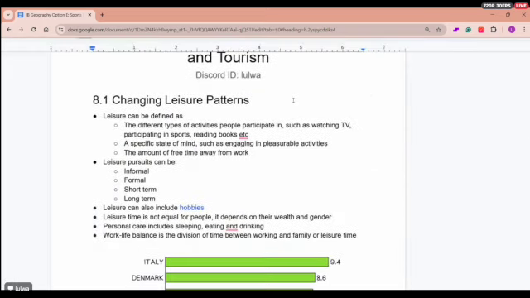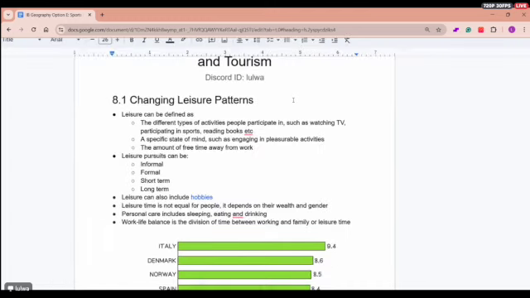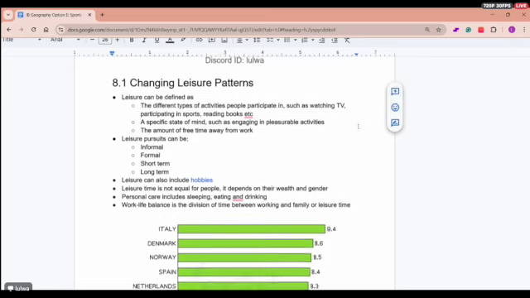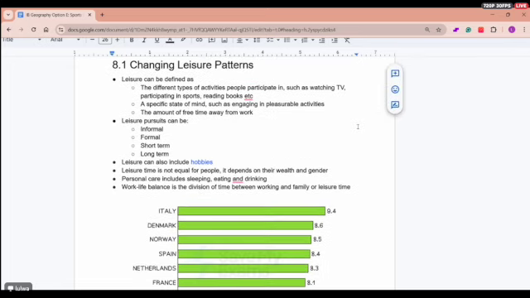So, what is leisure? Of course, leisure is the different types of activities people participate in. So, watching TV is a leisure activity. Participating in sport is. Reading books is. And it puts you in a specific state of mind. So it helps you engage in pleasurable activities. And it's also the amount of free time one has away from work. And these pursuits can be informal, formal, short term, or long term. And these can also include your hobbies.